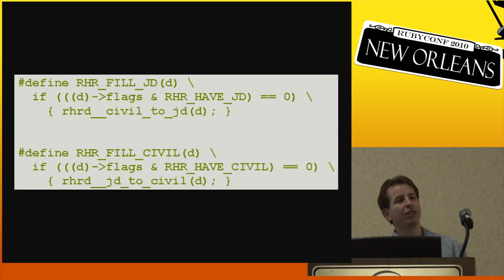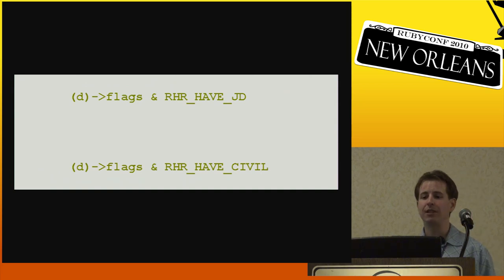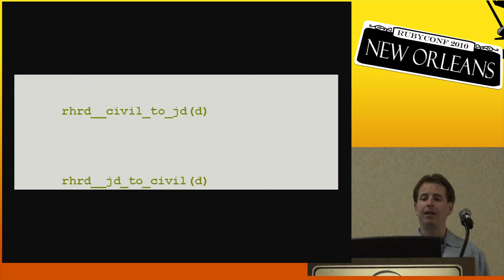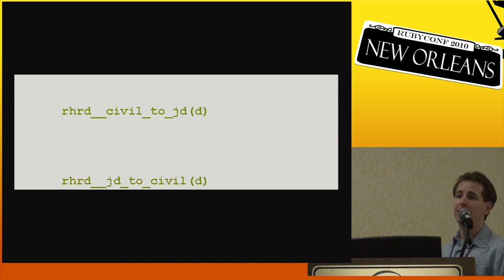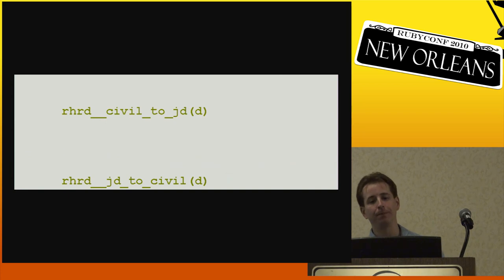And because the information can be stored in two separate ways, there are two conversion macros used in most of the internal functions. These conversion macros check the flags field, and if the flags do not indicate the needed data has already been filled in, it calls a conversion function to populate the year, month, and day fields using the JD field, or vice versa.